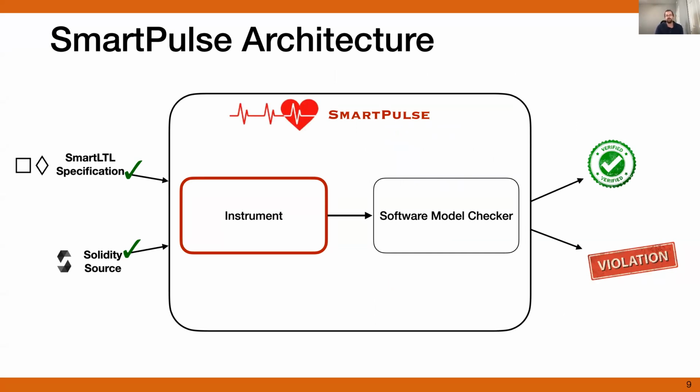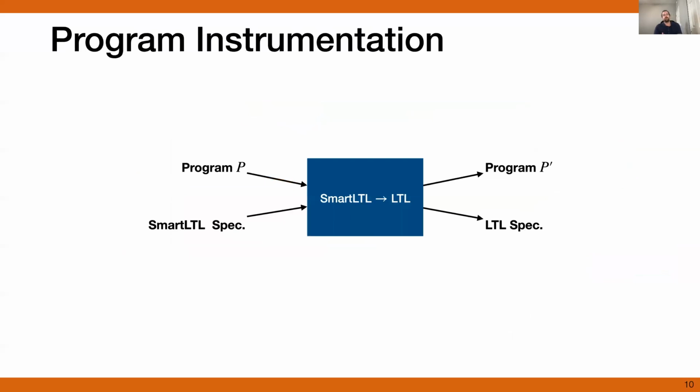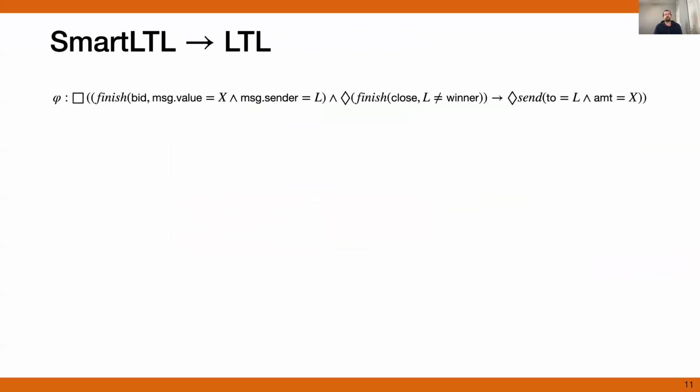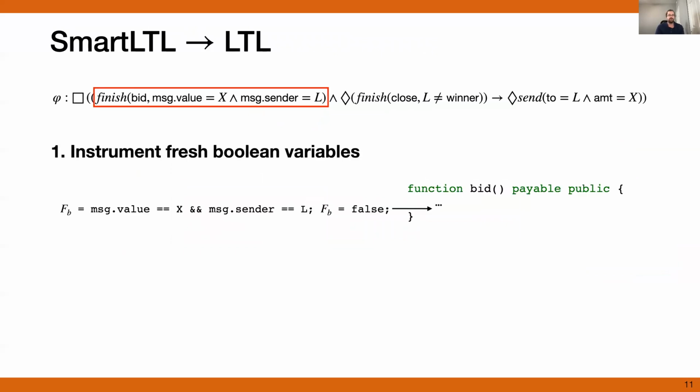So the first step is to instrument the program. In this talk, we're only going to look at this instrumentation step, which is converting Smart LTL to LTL. This step is going to take in a program and a Smart LTL specification, and it's going to produce a modified program and an LTL spec. So the way that we're going to do this is we're first going to instrument the program with fresh Boolean variables. And these Boolean variables indicate the satisfiability of a particular atom within our Smart LTL specification.